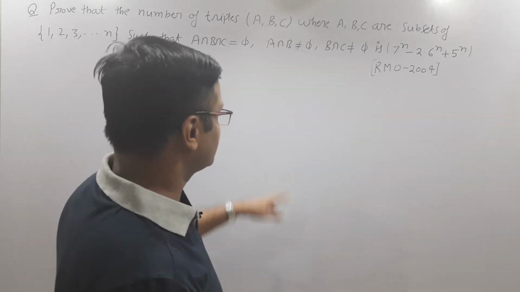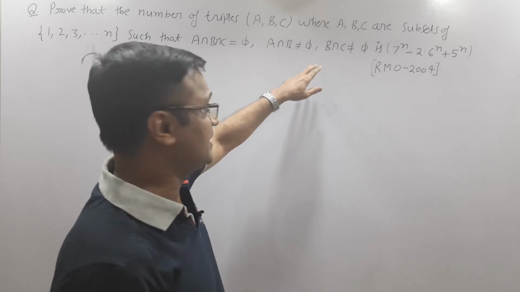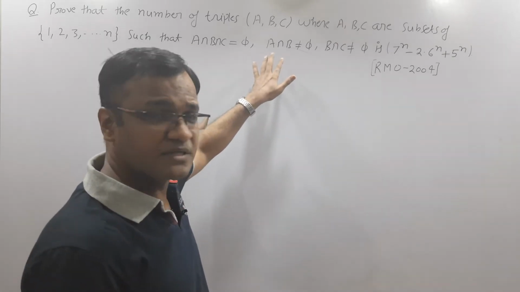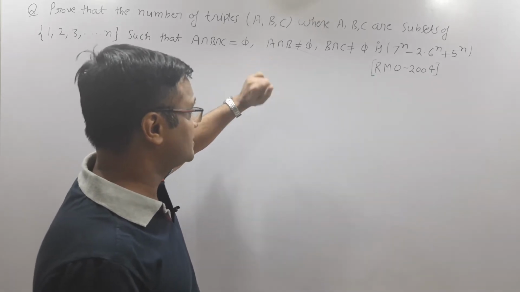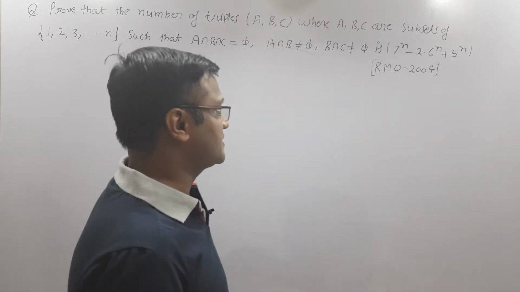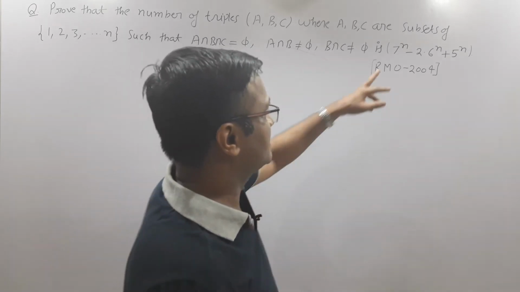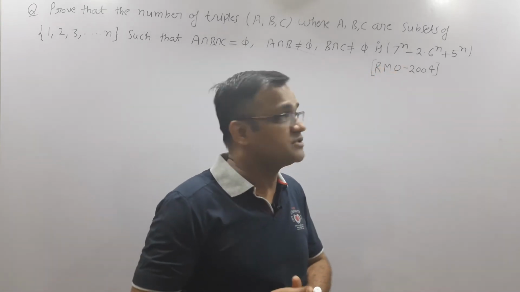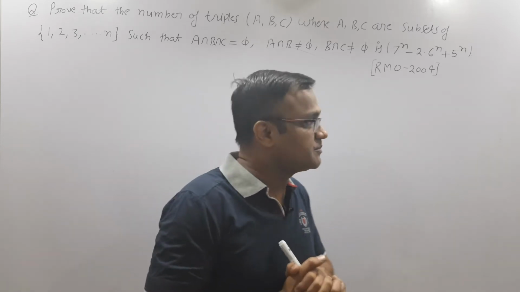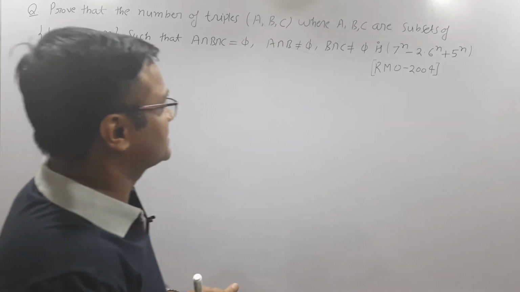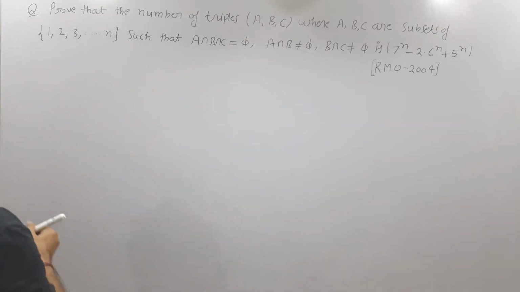The second constraint: A intersection B is not empty, that is, there exists at least one element which belongs to both sets, or else we can say that A and B are not disjoint sets. Similarly, B intersection C is not empty, and the number of triples A, B, C is 7 raised to the power n minus 2 into 6 raised to the power n plus 5 raised to the power n. Okay, this is actually the problem. Let's get started with the solution.